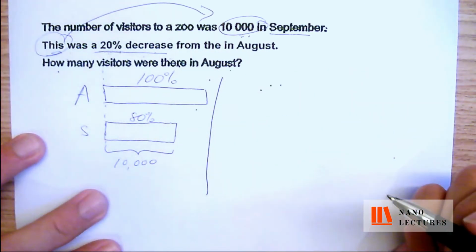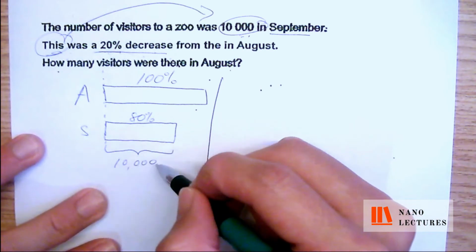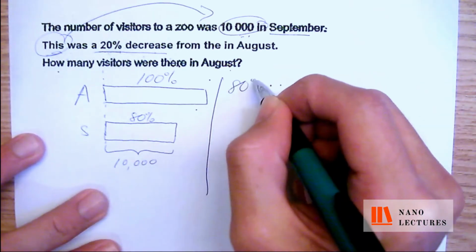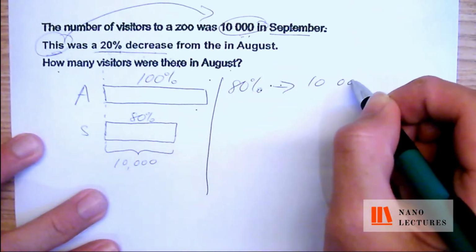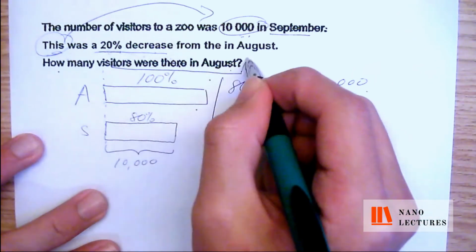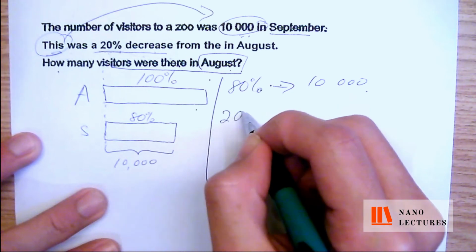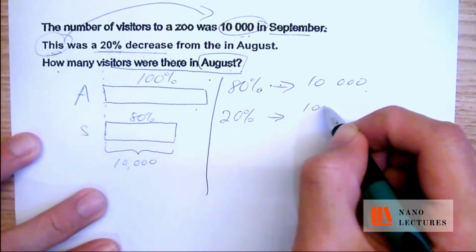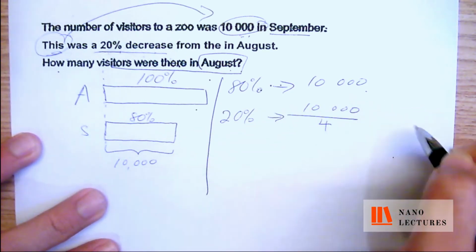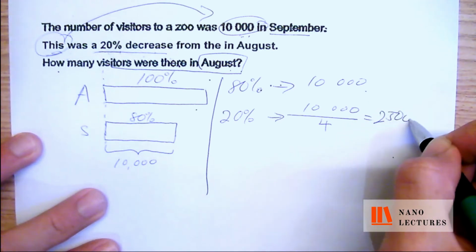After you're done with that portion, everything is very easy right now, because 80% is the 10,000. So we can put 80% arrow 10,000. Then they're asking for how many visitors there were in August. So if 80% were 10,000, we can find 20% first, which is just 10,000 divided by 4. This will give us 2,500.